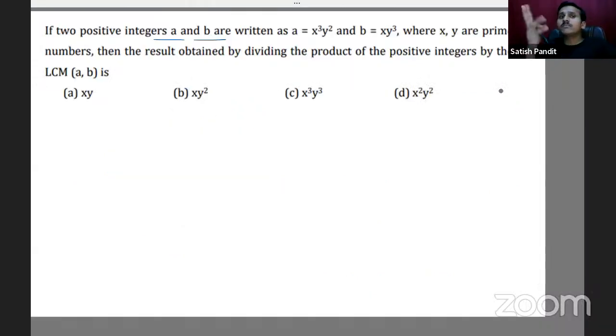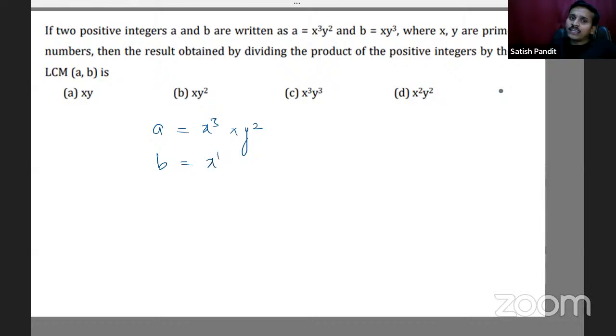So two positive numbers A and B are written as: A is x to the power 3 and y to the power 2, and B is x to the power 1 into y to the power 3, where x and y are prime numbers. Even if they don't give it, it is understood that x and y are prime numbers, because we are writing something as a product.